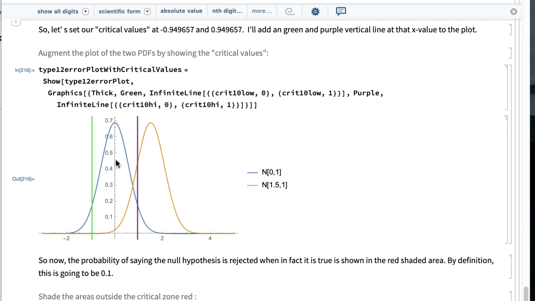If we look at this blue curve, I've taken our drawing from before and added a purple vertical line at the high critical value and a green vertical line at the lower critical value. The idea is that if the null hypothesis is true, only 10% of the time will the statistic be either to the right of the purple line or to the left of the green line. So I've now set my alpha level, and by doing that, I've established my critical values.